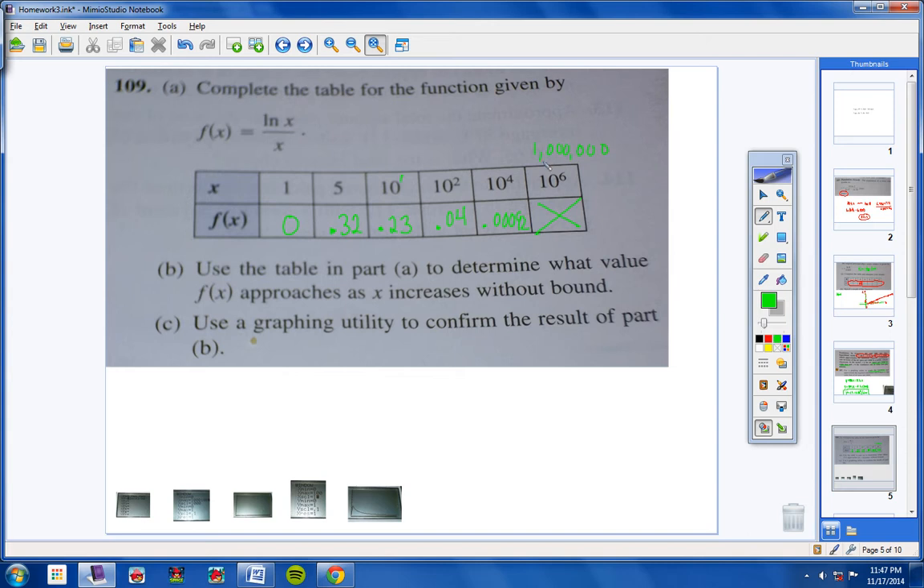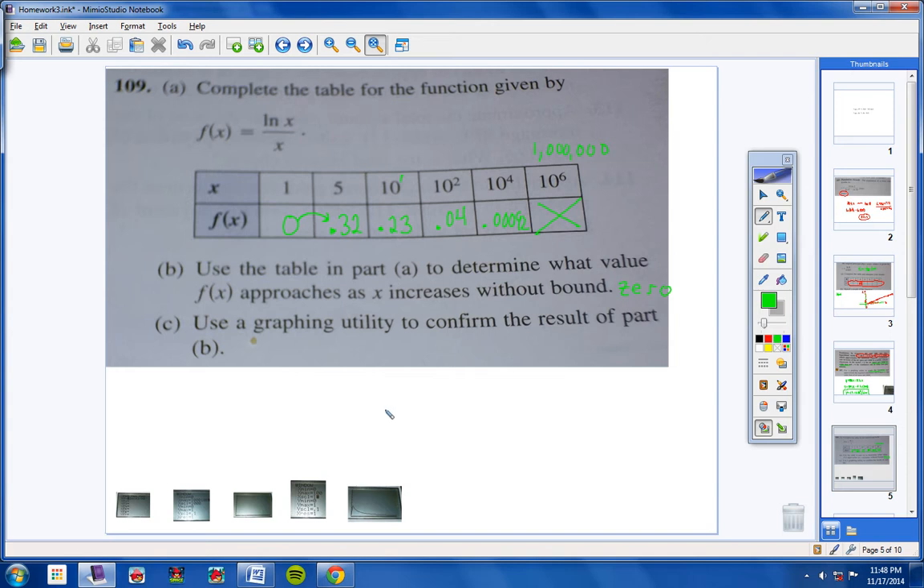As x is increasing like crazy, what is y doing? Well, look, it starts off at 0, and it goes up to 0.32. And then look, it's getting closer and closer to 0. So, what value is f of x approaching as x is getting bigger and bigger and bigger? Well, it's approaching 0. Look, 0.32, 0.23, 0.04, 0.00092. So it's approaching 0. Okay, and that's called a limit, by the way. We'll talk about those later on this year.